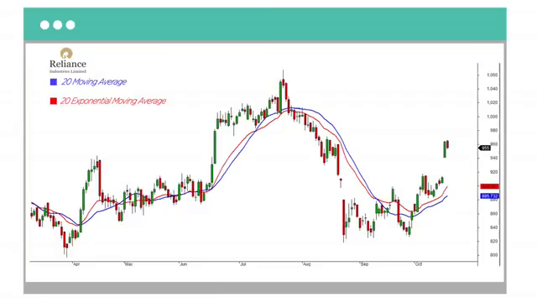Basically, the exponential moving average is the same as the SMA, except it gives more weightage to recent price action. Now, what does this mean? If the market is in an uptrend and we suddenly turn, the EMA will turn pretty quickly. Basically, the response time of an EMA to changing trends is much faster than an SMA.